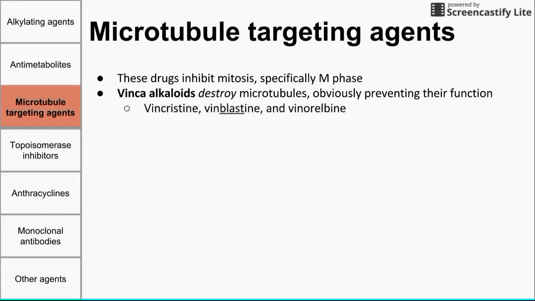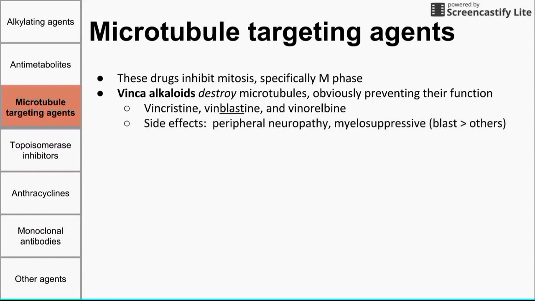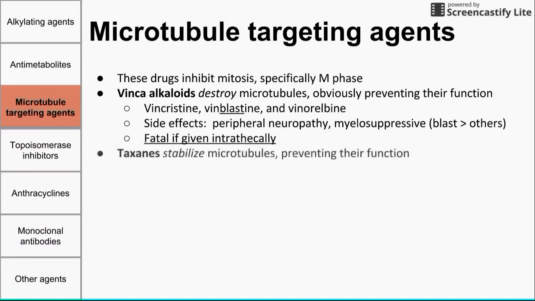3 Vinca alkaloids are listed here. BLAST is underlined. You'll see why in a second. Side effects of Vinca alkaloids are peripheral neuropathy and myelosuppression. Vinblastine is the strongest of those 3 in suppressing the immune system. So vinblastine is the strongest myelosuppressive chemotherapeutic drug. It has the strongest side effect. One important thing to remember about Vinca alkaloids is that you cannot inject them directly into the spine. They are fatal if given intrathecally.